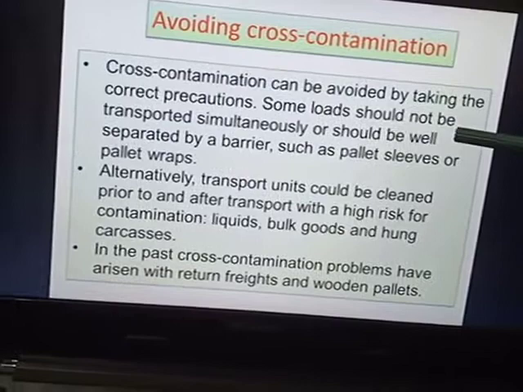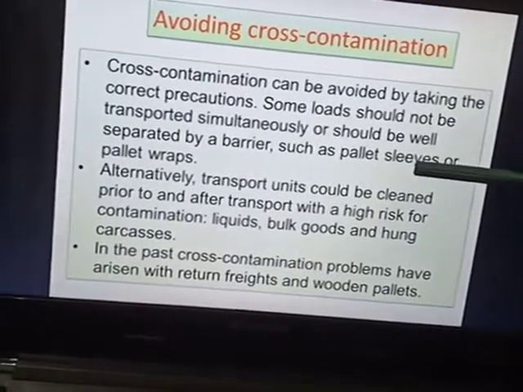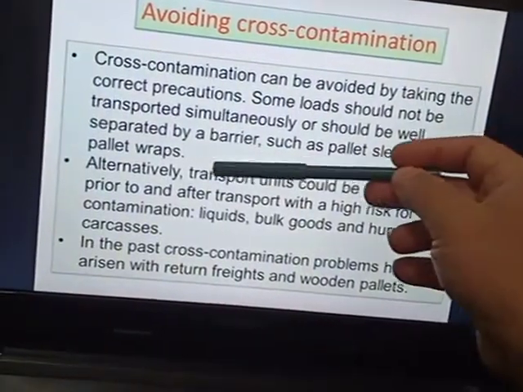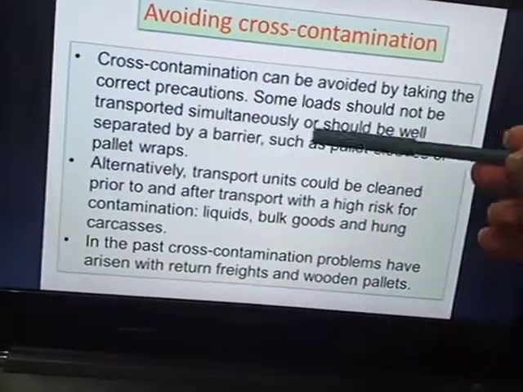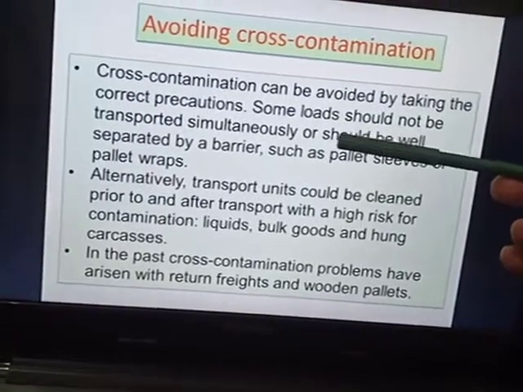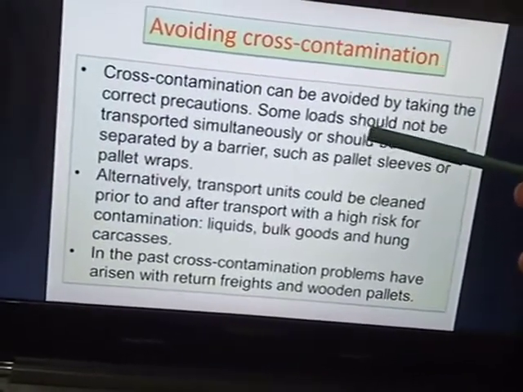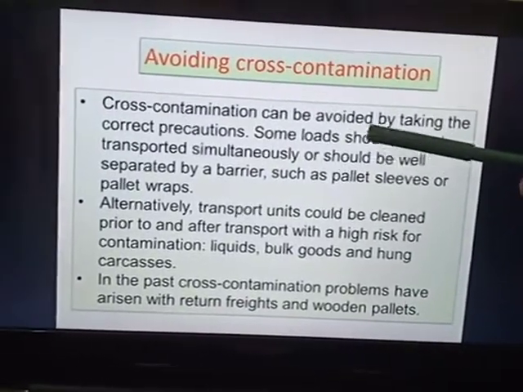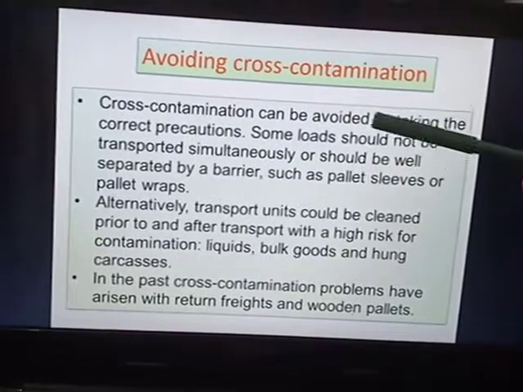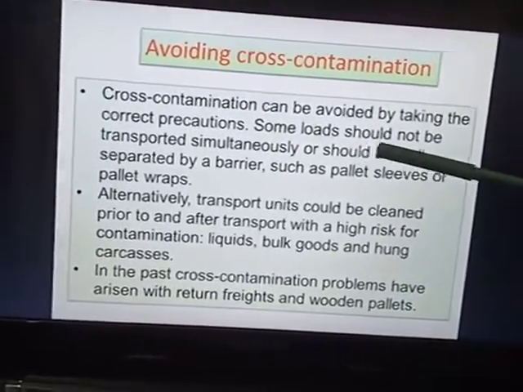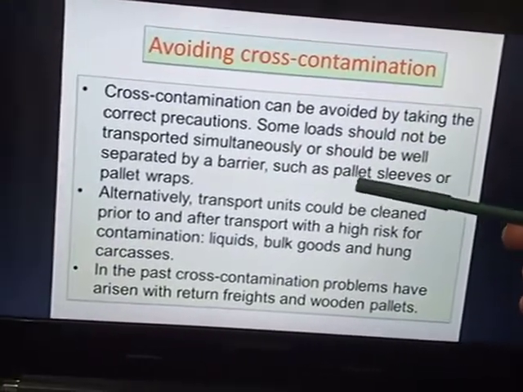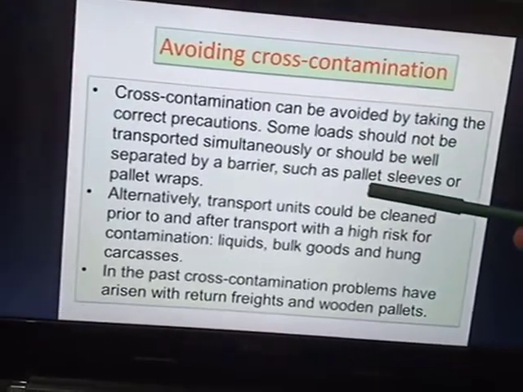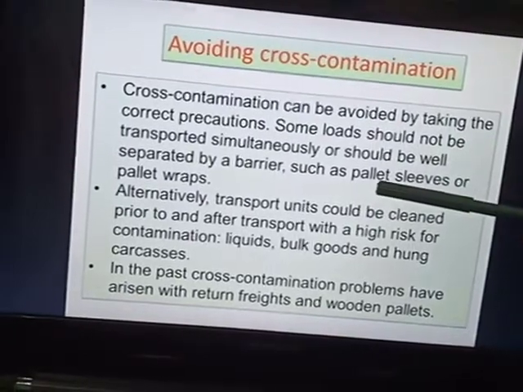Some loads should not be transported simultaneously, or should be well separated by a barrier such as pallet sleeves or pallet wraps. Usually if we transport meat, then we only transport meat. But if we cannot do that, and we want to transport meat with other things like milk, for example, we need to put it on a pallet and wrap the pallets so that there will be no cross-contamination between the packaging.